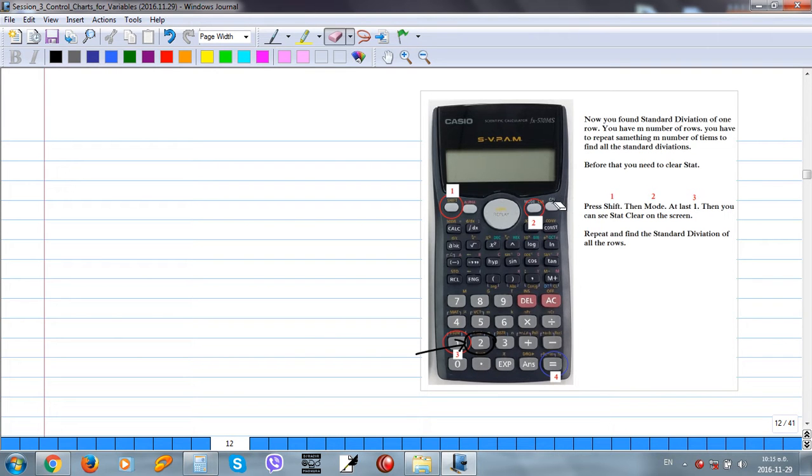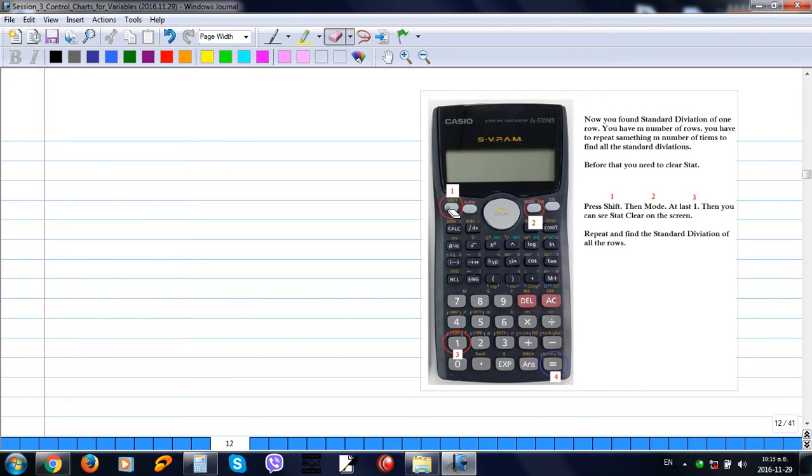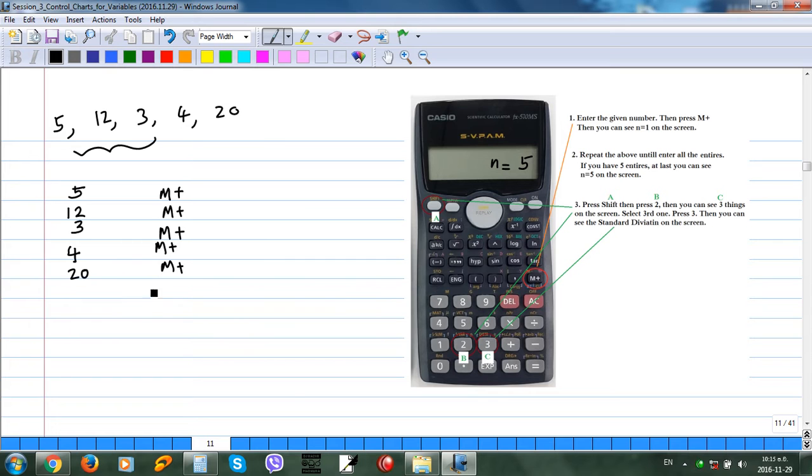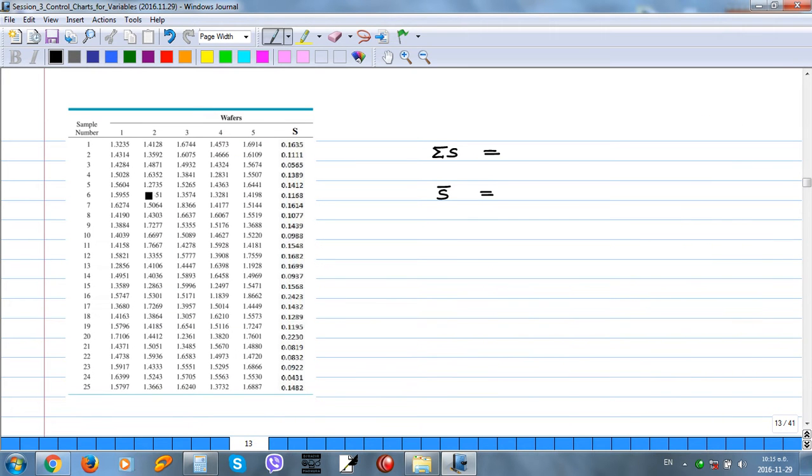After clearing the mode, you have to repeat the same thing again, right? So here you have to clear the mode. This is the way of clearing the mode: Shift, Mode, then press 1, and it comes. Stat clear. Here you can see the stat clear, right? It means you clear the entered entries, so you have to follow the same method again. You have to enter the data again and find the standard deviation. You have to repeat this process 25 times.